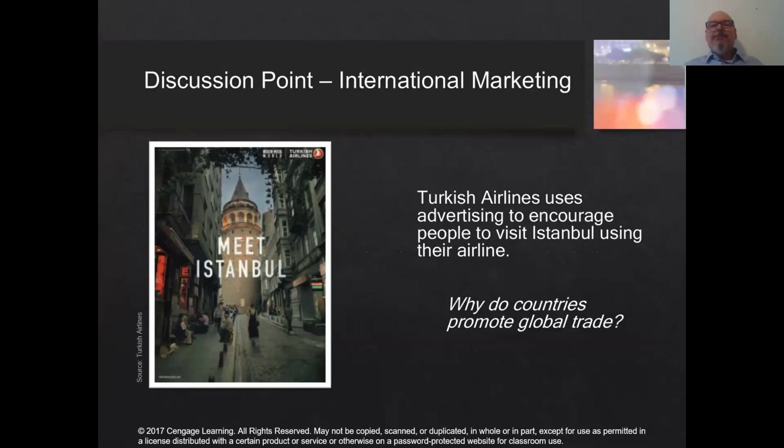So, discussion, international marketing. This slide talks about Turkish Airlines using advertisements to encourage people to visit Istanbul using their airline. Why do countries promote global trade? Again, it's what I said. We have increasing access to additional markets that can help increase top line results. Now remember, for marketers, top line results is an increase in sales, and hopefully those increases in sales will translate to an increase in bottom line results, or an increase in profits.